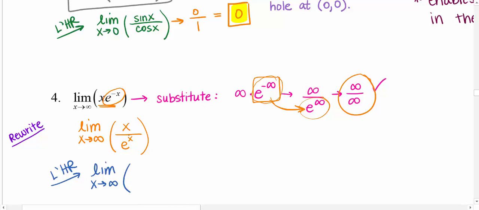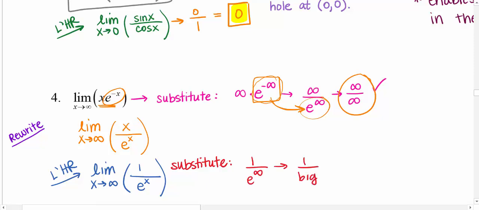Okay, so let's apply L'Hopital's rule. So I'll do the derivative of the numerator is 1. Derivative of the denominator, derivative of e to the x is e to the x. And then stop and try to substitute. So if I do that, I can put infinity in. I get 1 over e to the infinity. 1 over something really, really big will go to 0. And this isn't necessarily a hole, because now x is going to infinity.